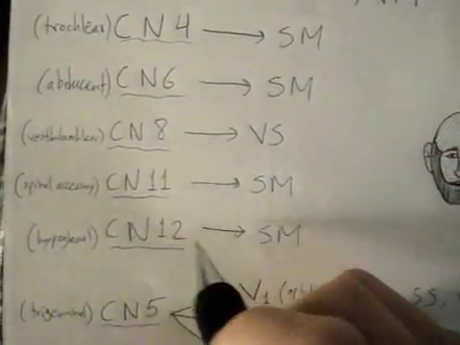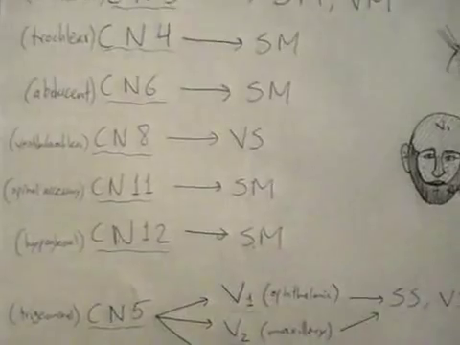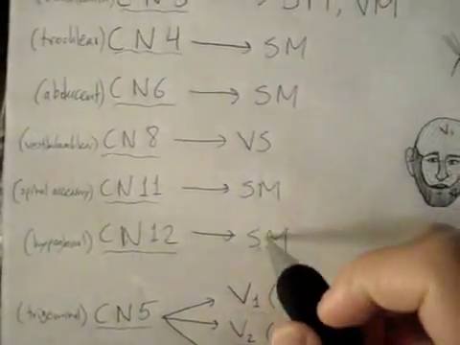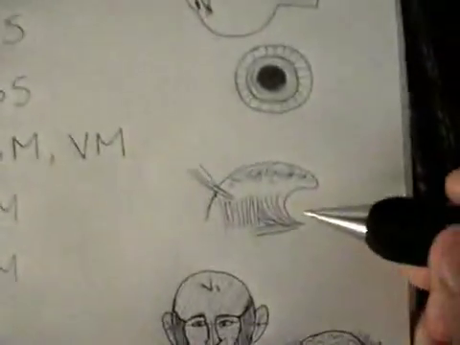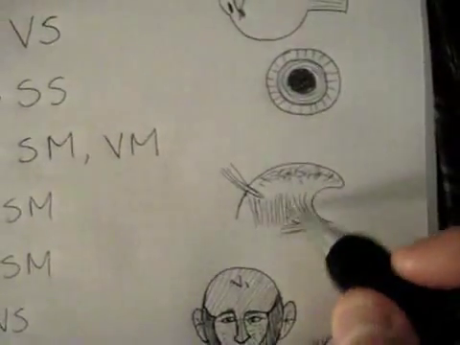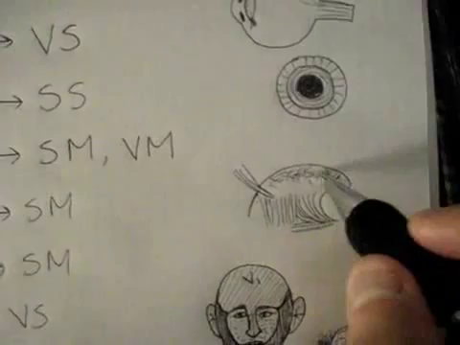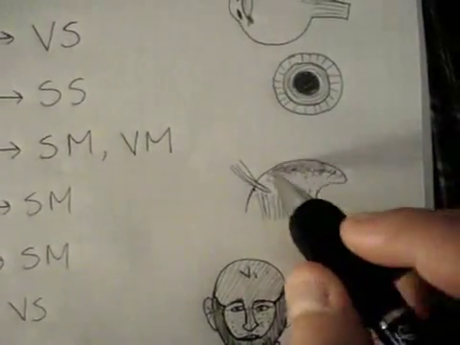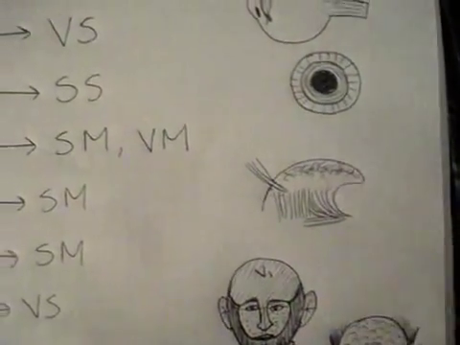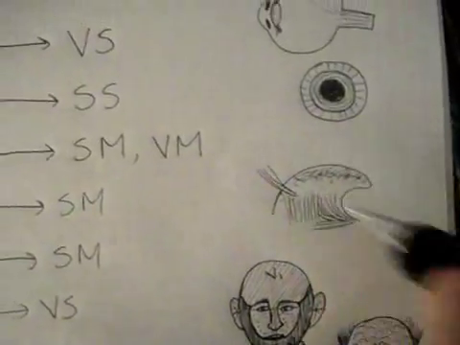And cranial nerve 12 is the hypoglossal nerve. It's a somatic motor, and controls the muscles of the tongue, the extrinsic and intrinsic muscles of the tongue. So here is the tongue. These muscles here are extrinsic, involved in movement of the tongue, whereas the muscles within the tongue that change the shape of the tongue, those are the intrinsic muscles, both of which are innervated by branches of the hypoglossal nerve, cranial nerve 12.